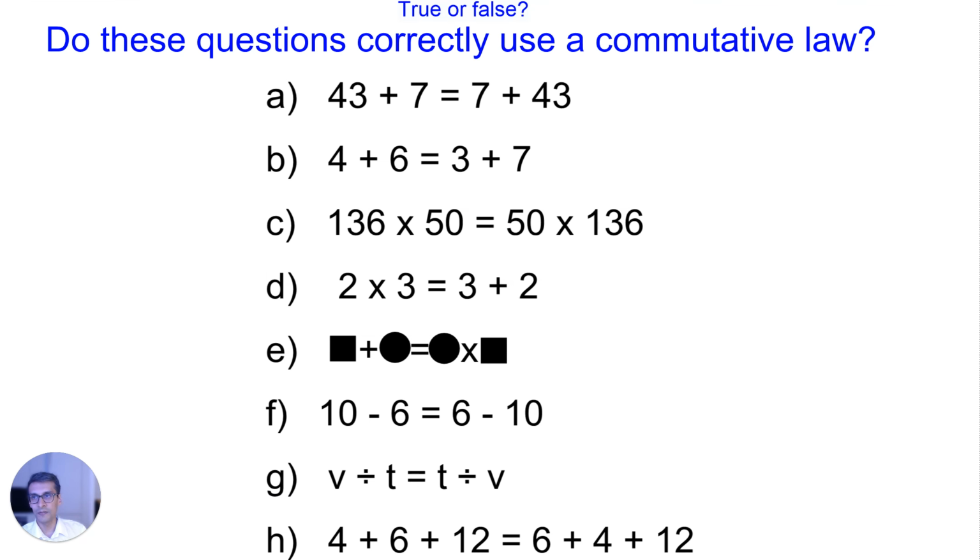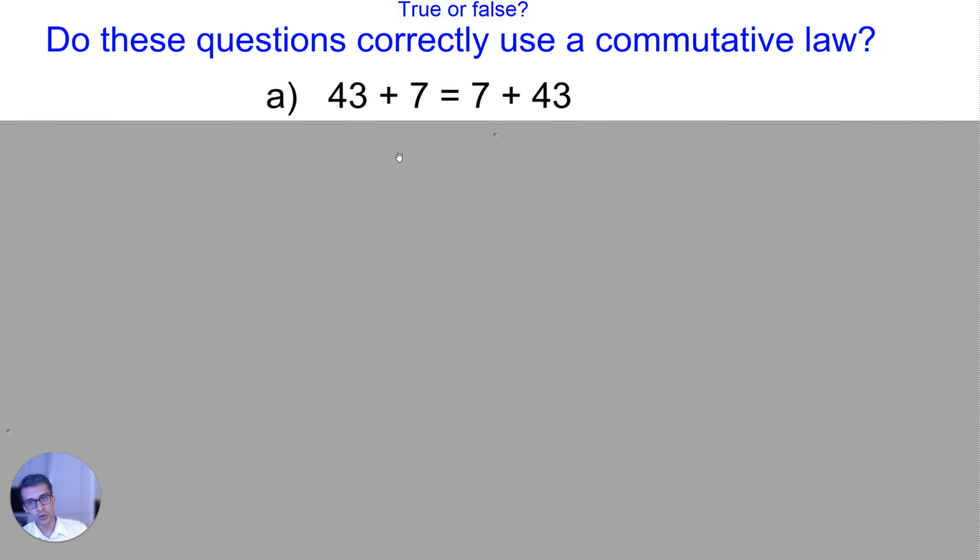Okay, let's see if you can do a true or false. Do these questions show a commutative law? So it doesn't have to be multiplication, but any commutative law, and we know which operations these apply to. So true or false, I want you to decide as you go through the video. Just decide in your head, and then I'll tell you the answer. I'm going to pause between each question just to give you time to think, and if you need longer you can pause the video. Okay, so 43 plus 7 equals 7 plus 43.